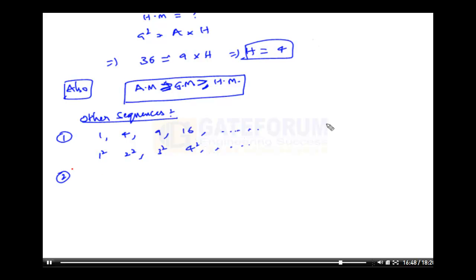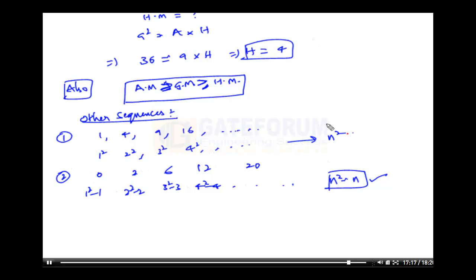Next, second sequence: 0, 2, 6, 12, 20. If you observe these numbers, 0 can be written as 1 square minus 1, then 2 square minus 2, 3 square minus 3, 4 square minus 4, and so on. The general property is n square minus n.